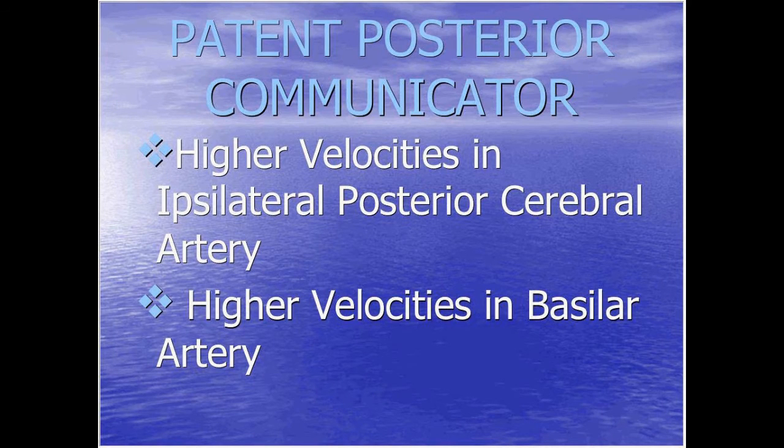All right, so with a patent posterior communicating artery, you're again going to see higher flow velocities in the ipsilateral side, meaning on the side of the carotid occlusion or near occlusion. I have to keep remembering to say that. It's going to be higher on the side of the hemodynamic lesion. You're also going to have higher velocities in the basilar artery. Not high to where it's going to be like a stenosis, but normal basilars are in their 30s. It's going to be maybe 60. And it's going to be throughout the whole segment.